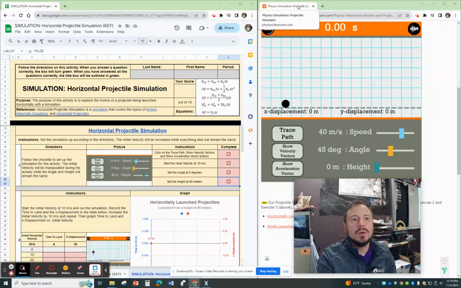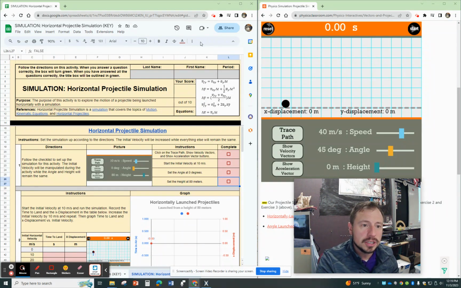All right, this is the horizontal projectile simulation. The purpose of this activity is to explore the motion of a projectile being launched horizontally with the simulation. So this activity covers the topics of motion, the kinematic equations, and horizontal projectiles.